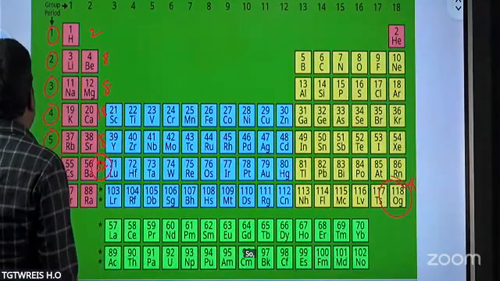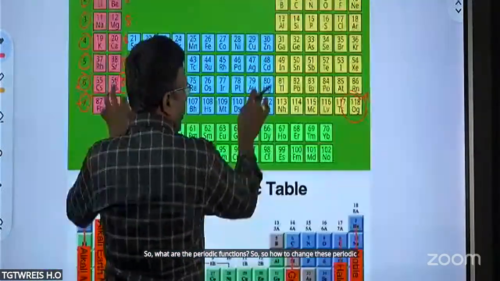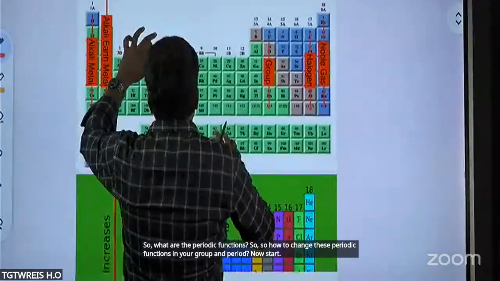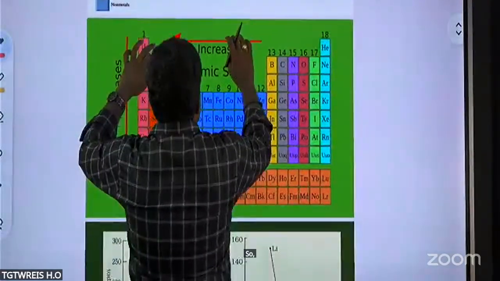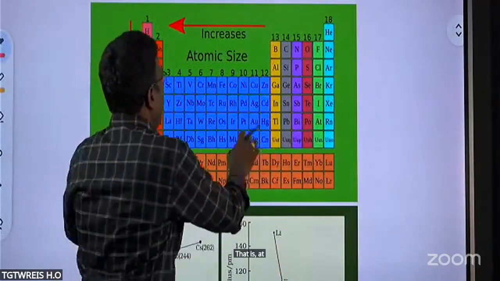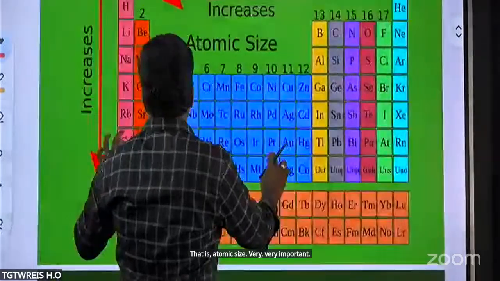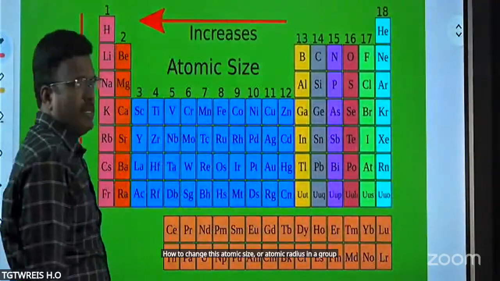So what are the periodic functions? How do these periodic functions change in a group and period? Now start. One periodic property is atomic size, very, very important. How does this atomic size or atomic radius change in a group and period?